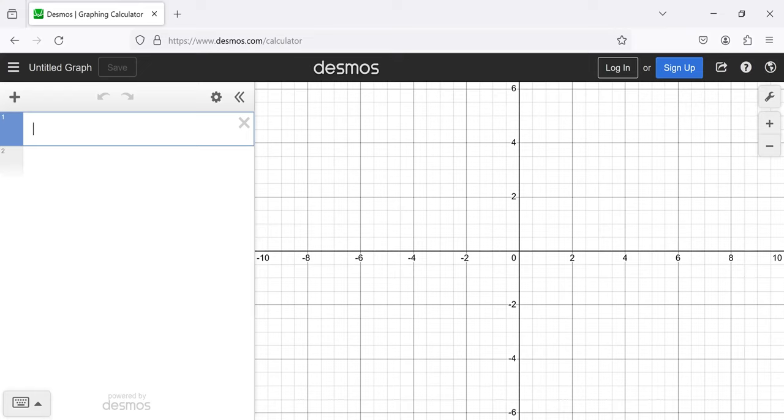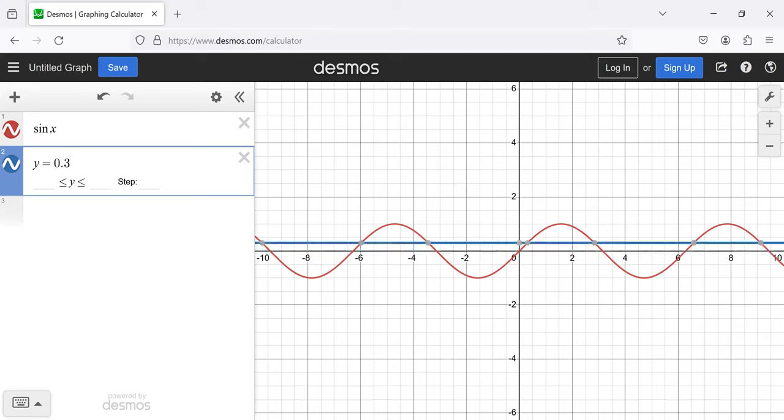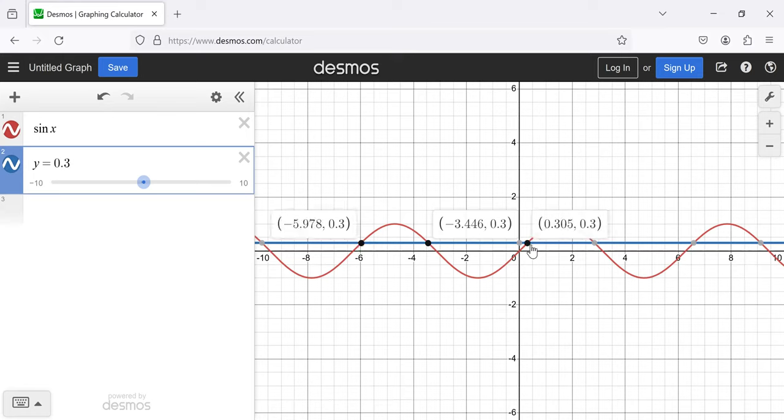Let's go to desmos.com and let's start with the sine. One way of seeing graphically that the sine is not one-to-one is called the horizontal line test. The horizontal line test says, draw a horizontal line, and if it's possible to draw a horizontal line that hits the curve more than once, this function is not one-to-one.